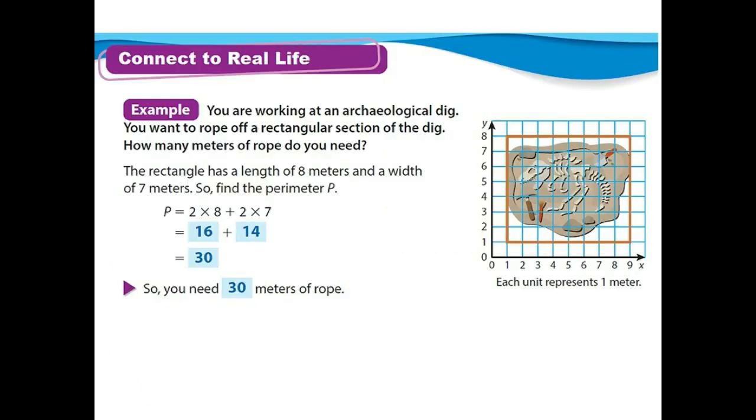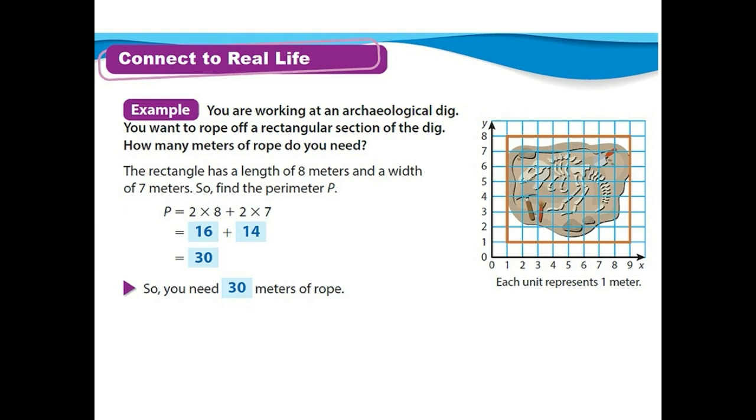Well, let's connect this to real life. In our example, you are working at an archaeological dig. You want to rope off a rectangular section of the dig. How many meters of rope do you need? The rectangle has a length of 8 meters and a width of 7 meters, so find the perimeter P. So P equals 2 times 8 plus 2 times 7, right?